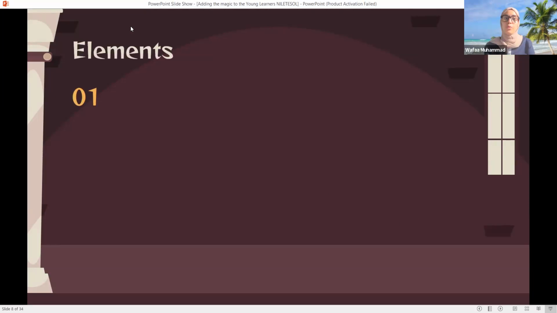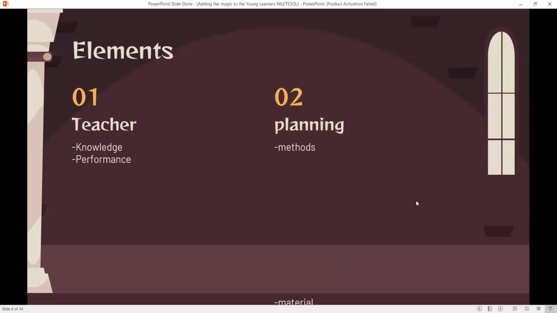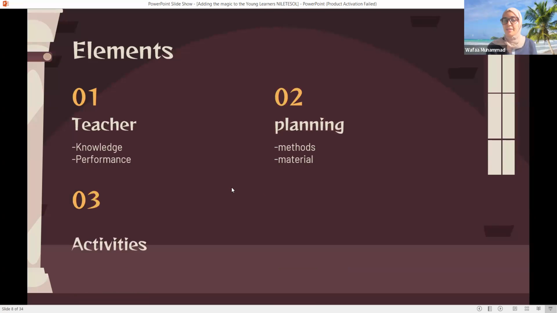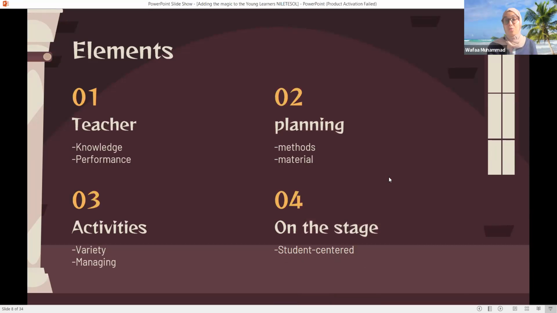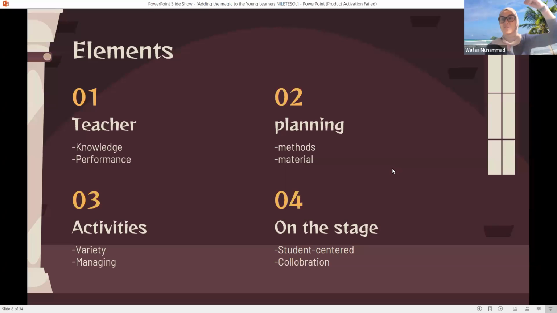Okay, so what are the elements of adding the magic to the young learners' class? The first thing is the teacher. Yeah, you are the first element. You are the most important element in the teaching process, or let me say here, the learning one. Number 2 is the planning stage. Number 3 is activities. And number 4, on the stage, it means your performance. Okay. What really happens in the class.